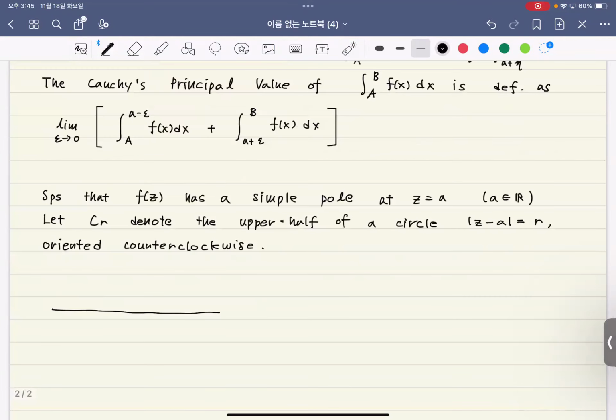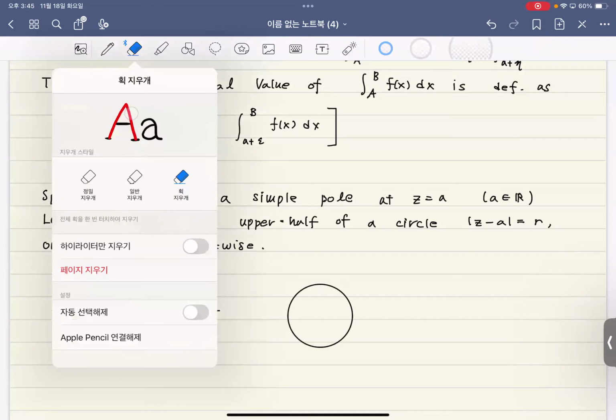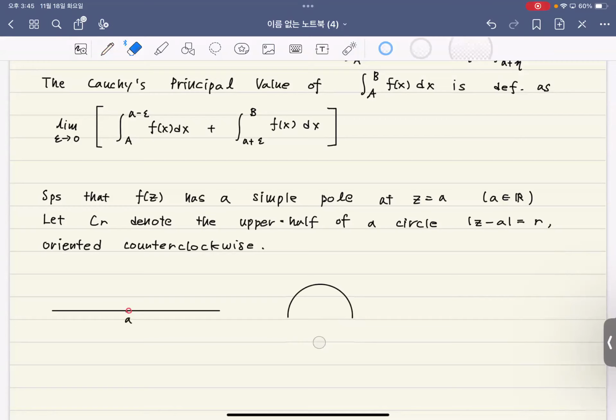So like this. This is the real line, and this is a point on the real line, which is a. And I have a semicircle. This is a plus r, and this is a minus r, and this is oriented counterclockwise. This is my C of r.